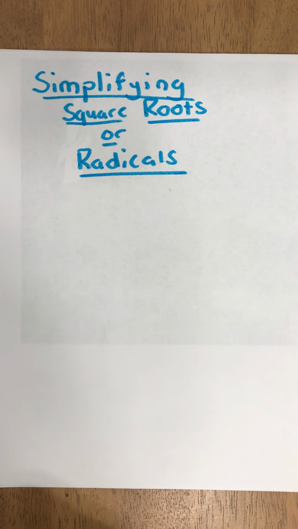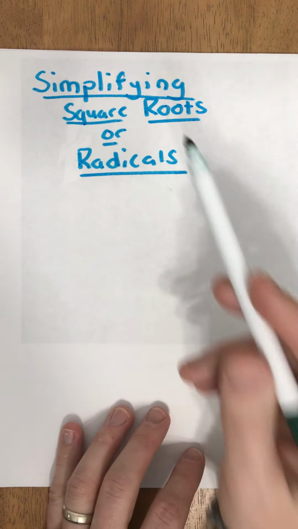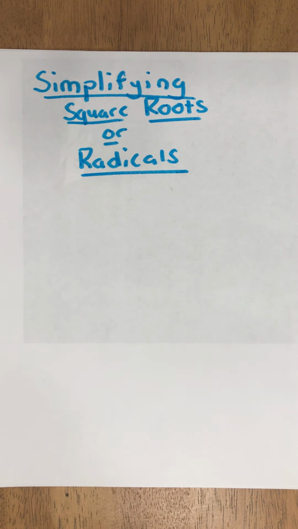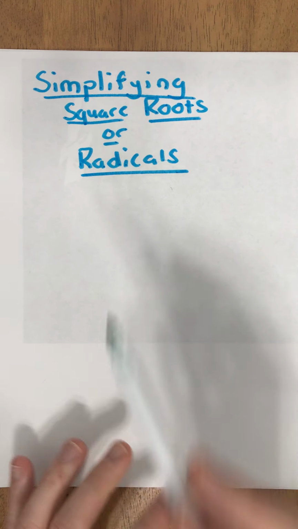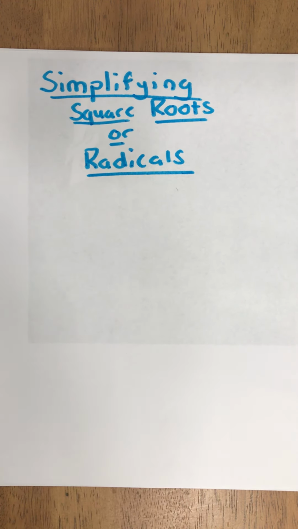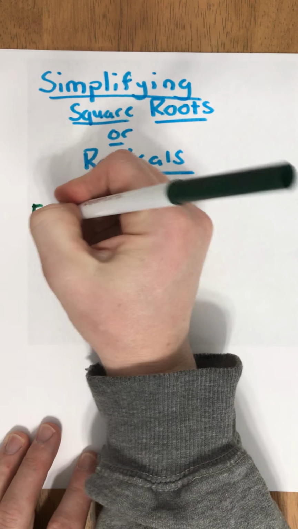So our next unit here, which is going to be pretty short, so there's not a lot to it, is simplifying square roots, or as they're sometimes called, radicals. Radical is just another word for square root. So if you hear me say that, it's no different than me saying the square root of something. Now, let's talk about a few examples here.